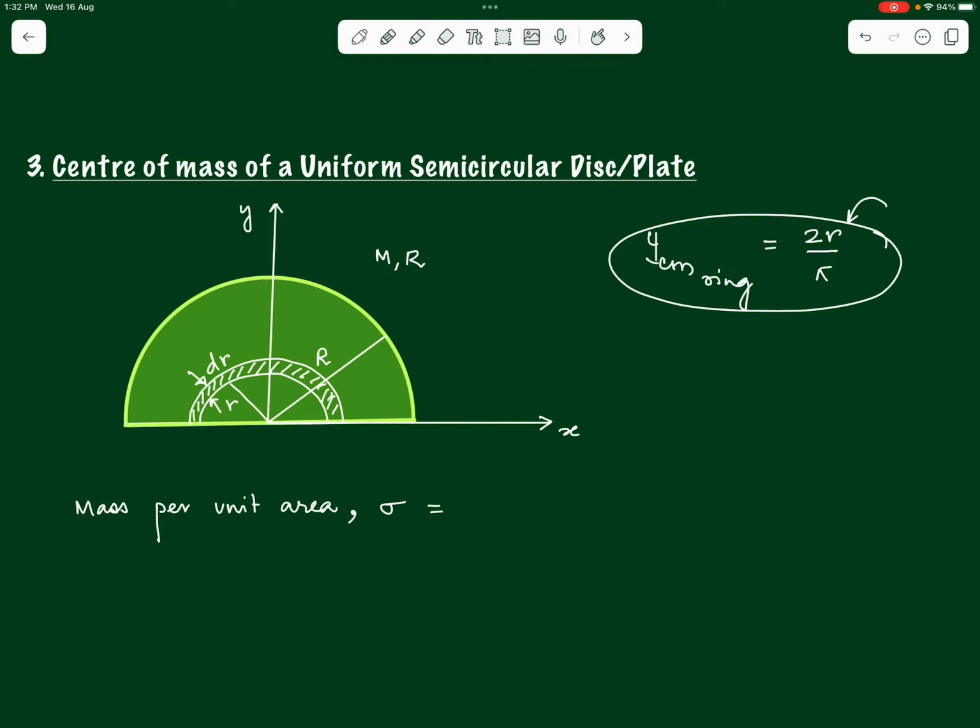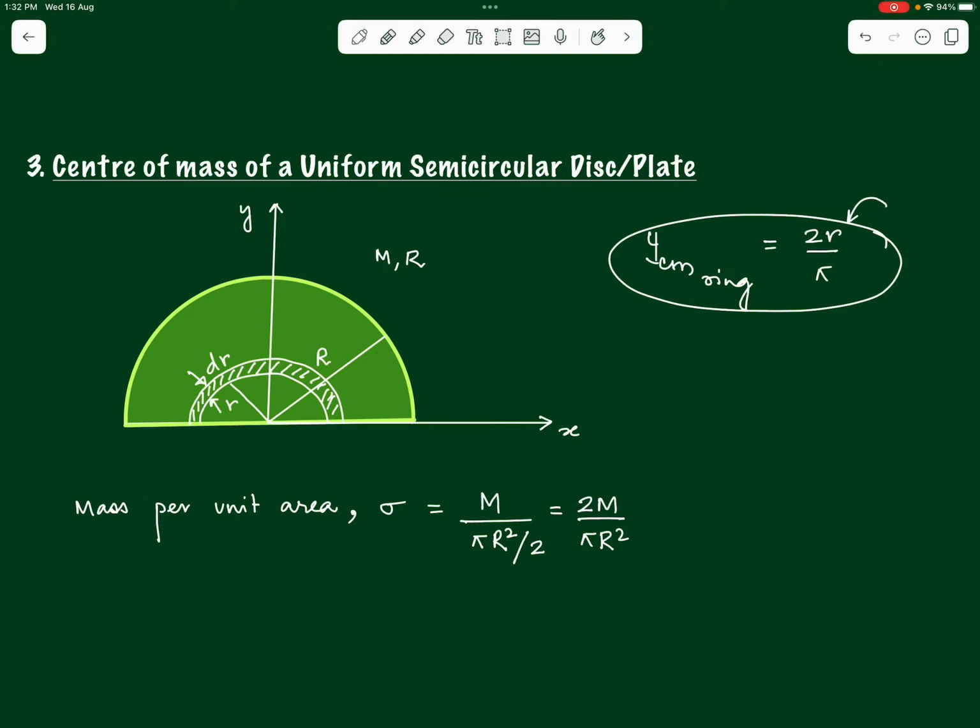What will be that here in this case? If the mass of the disc is capital M and if its radius is capital R, do you see that the total area of this half disc will be pi R squared by 2, half of the area of a circle, so sigma will be 2M by pi R squared, right? So this is mass per unit area of the half disc.